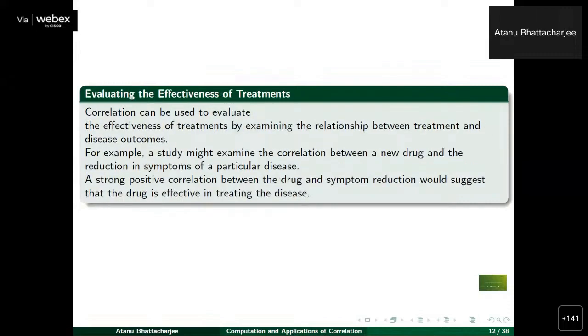Evaluating the effectiveness of treatment: correlations can be used to evaluate the effectiveness of treatment by examining the relationship between the treatment and disease outcome. For example, a study might examine the correlation between a new drug and a possible reduction of the symptoms of a particular disease, like pain relief drugs, and we have to find out how the pain has been relieved. Obviously, it is not going away, but the level or scale of the pain is reduced or not. A strong positive correlation between the drug and symptom reduction would suggest that the drug is effective in treatment.